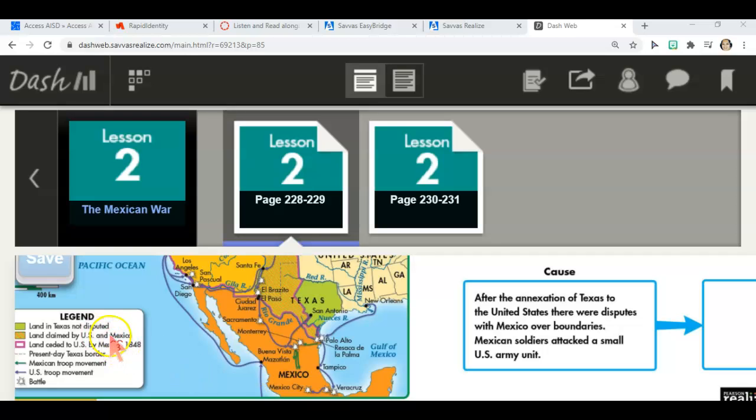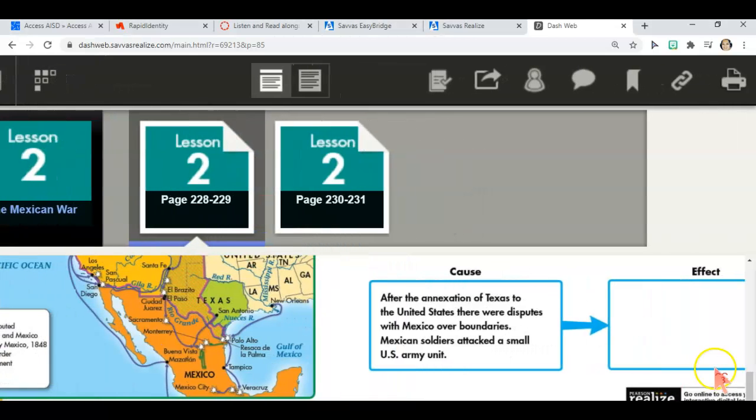They want you to put an X where the disputed land was at. And then cause and effect. After the annexation of Texas to the United States, there were disputes with Mexico over boundaries. This means when Texas joined the United States, there were problems between the United States and Mexico over the boundaries. Mexican soldiers attacked a small U.S. Army unit. What effect did that have? What happened as a result of the Mexican soldiers attacking the U.S. Army? That's what you're putting right there.